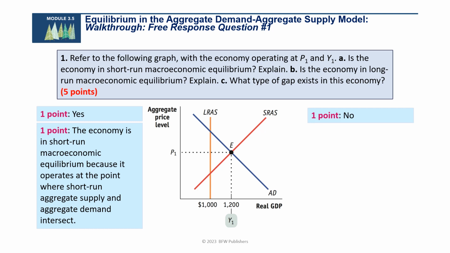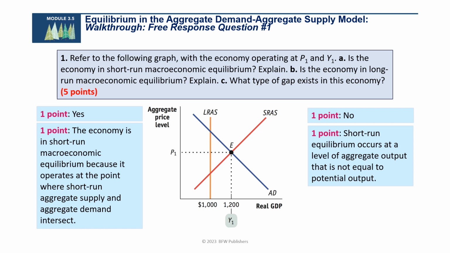Now the last part, what type of gap exists? I will look at where we are, E, relative to potential GDP. So E, 1200 level of real GDP, is beyond the potential 1000 level of real GDP. Therefore, if you said the economy is experiencing an inflationary gap, you are correct.